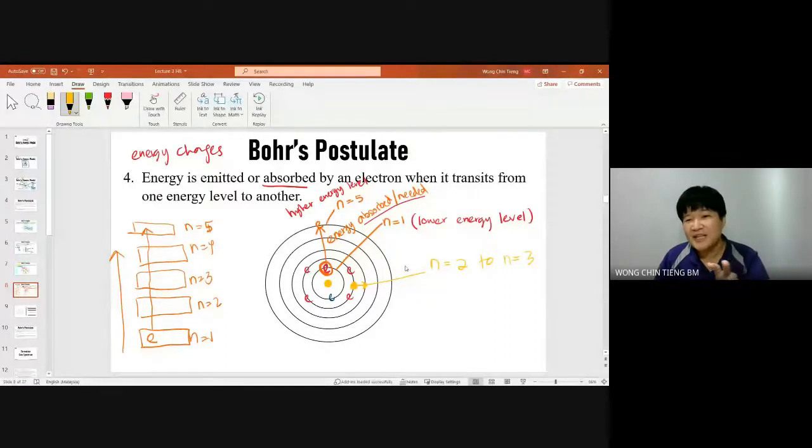So you have your n equals to 2 to n equals to 3 is still talking about lower energy level, higher energy level. Apa-apa yang lebih rendah, that is lower. Apa-apa yang lebih tinggi, that is higher. Dan yang paling penting, naik tangga berapa tingkat pun, you are still using energy. So over here is still energy needed.